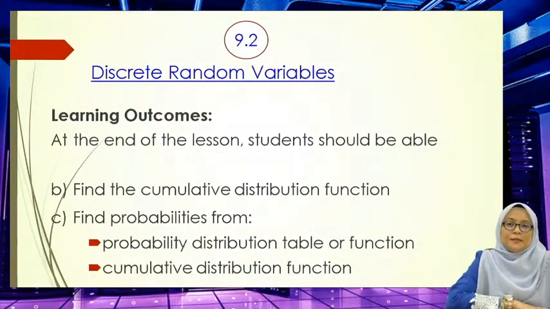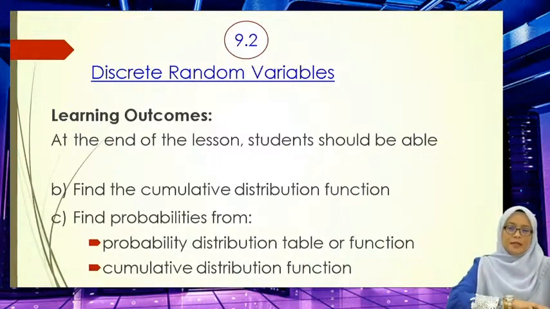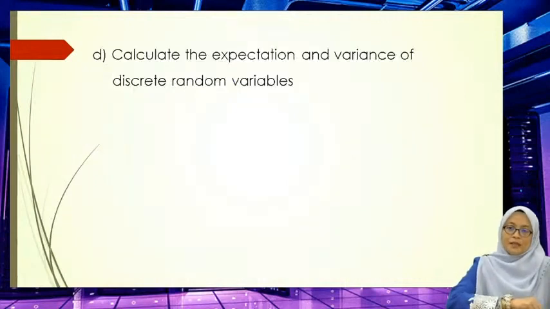Okay, so for today we proceed for 9.2 part 2 for discrete random variable. So this is the learning outcome, and of this lesson you are able to find cumulative distribution function. So then find the probability from probability distribution table or function. So then cumulative distribution function. And then last one, calculate the expectation and variance of discrete random variable.